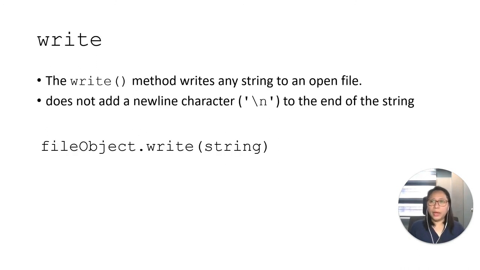Then we can write into the file using the write method. So here is the syntax for that one. The file object name dot write, and then inside a pair of parentheses the string that we want to write. Note that dot write does not add a new line character to the end of the string that we write.